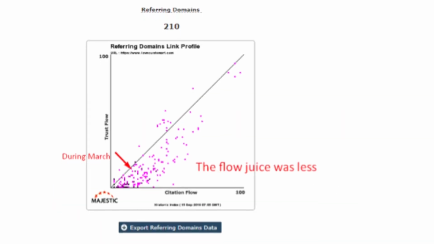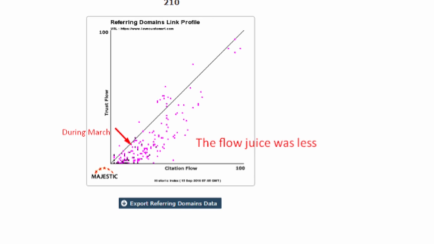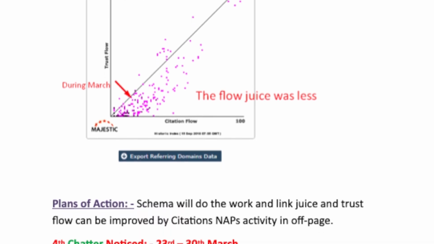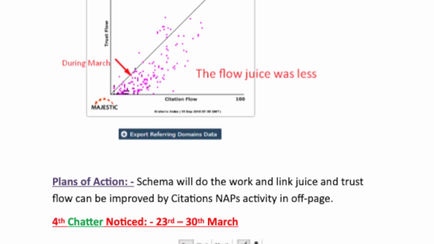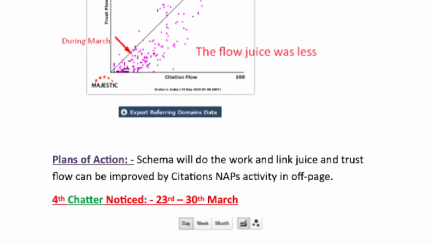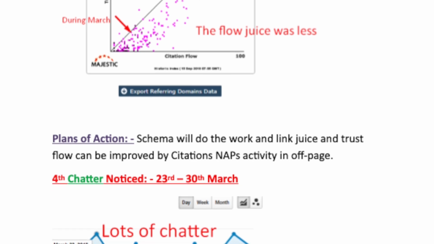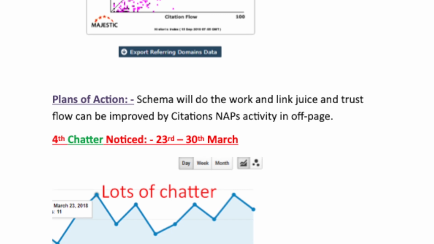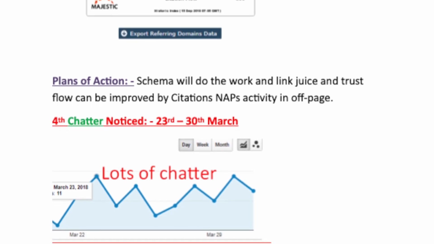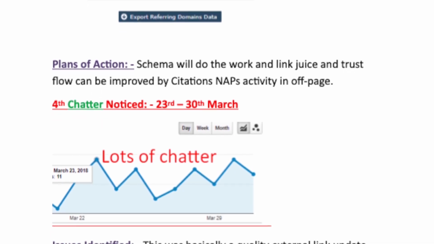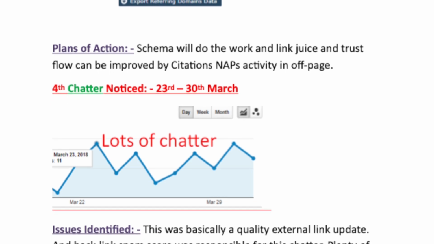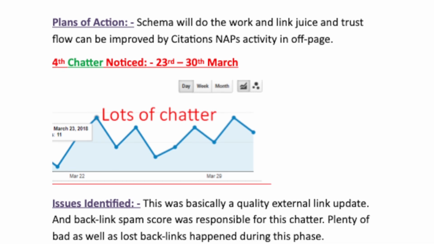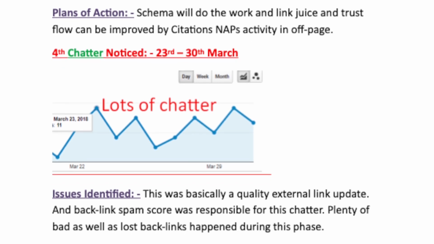After that we checked the link profile and found that the link juice and the trust flow were quite low. So we improved by doing a lot of citation activity off page, and also a lot of work around brand mentions. Then we opened Ahrefs and found a lot of backlinks were being lost. We felt that this might be due to some spamming, so we disavowed a lot of the bad backlinks, which resolved things as well.